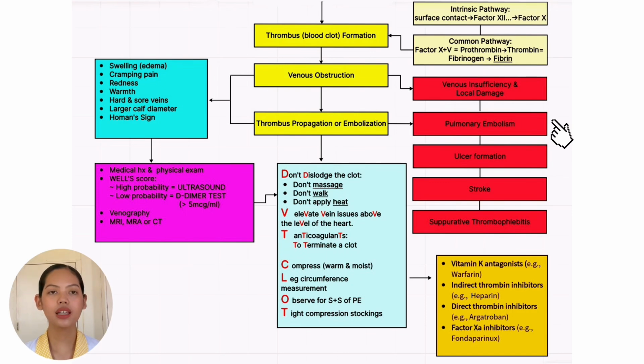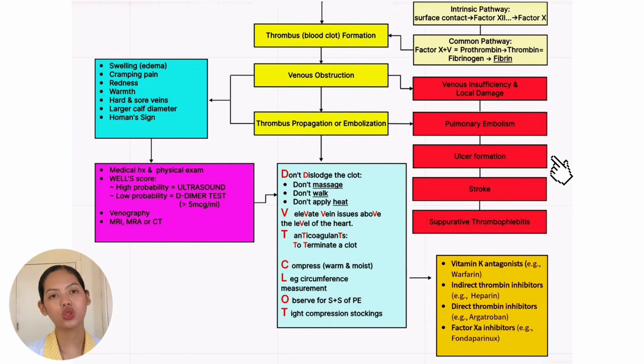This is when a piece of clot can break off and travel to the lungs, blocking the blood flow, which can be life-threatening. Next, we have the ulcer formation, which is caused by poor circulation. So poor circulation due to clots can cause wounds that are hard to heal. Poor circulation means that oxygen and nutrients cannot reach the skin and underlying tissues properly. Without enough oxygen, the tissues break down over time, leading to the venous ulcers.